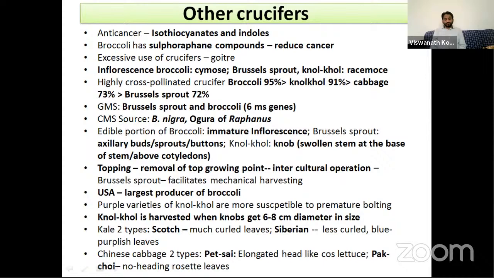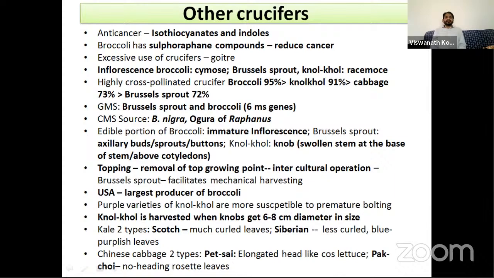Topping is an important intercultural operation in Brussels sprout. Topping means removal of the apical portion. The removal of the apical portion allows the axillary buds to grow into bigger sprouts or heads. It is also useful for mechanical harvesting. Knolkhol is harvested when it reaches 6 to 8 centimeters in diameter.